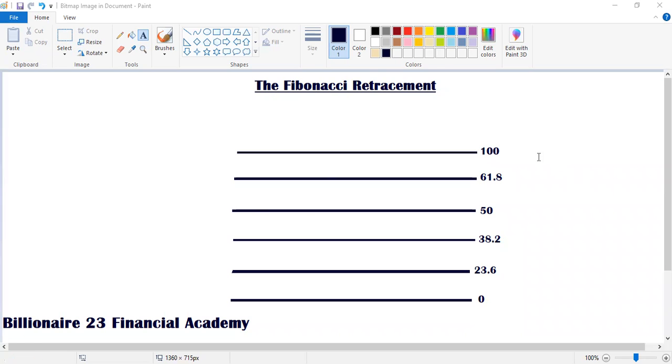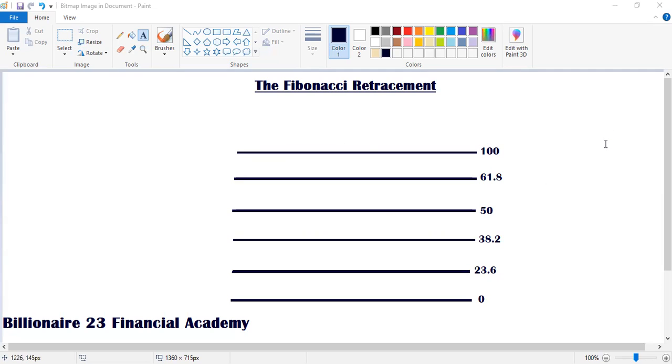So on the screen, you have the title, obviously, and then you have these 1, 2, 3, 4, 5, 6 lines representing the Fibonacci. You have 100, 61.8, 50%, 38.2, 23.6, and 0. 100 and 0 don't count as Fibonacci levels. They're just there to help you identify where you start to plot your Fibonacci and where the end is. So 100 and 0 are not Fibonacci numbers. They're just there to guide you when you plot the Fibonacci on your charts.